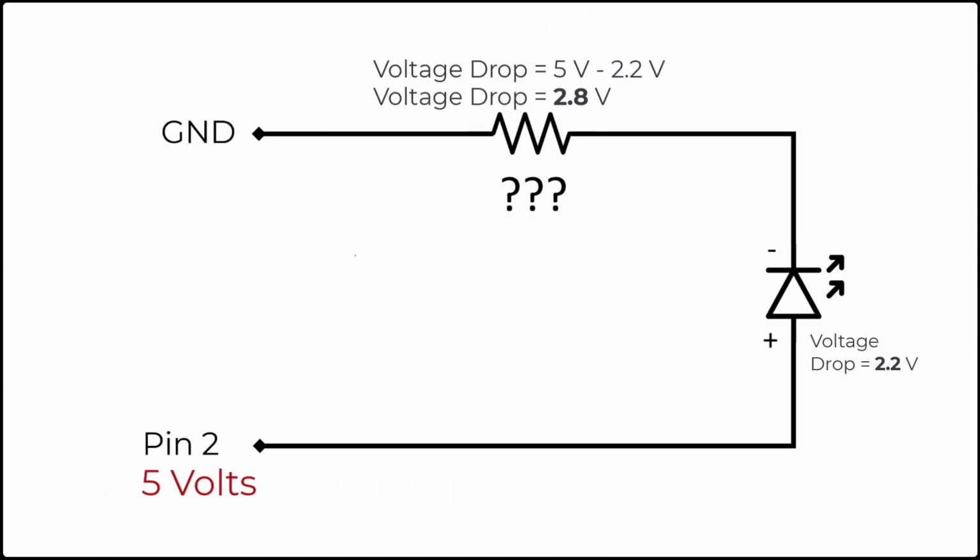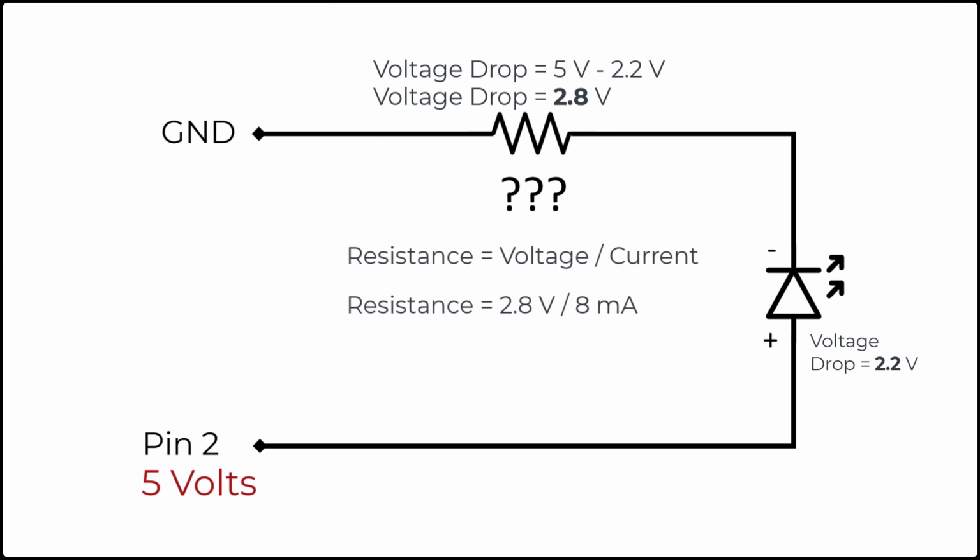So, to get the resistance value, we divide 2.8 volts by 8 milliamperes only. This gives us 350 ohms. Well, this is the resistance for the maximum current draw of 8 milliamperes. And just to be safe, I'll limit the current draw to only 4 milliamperes. So, 2.8 volts divided by 0.004 amperes equals 700 ohms. Well, for most LEDs, 4 milliamperes is enough for it to light.